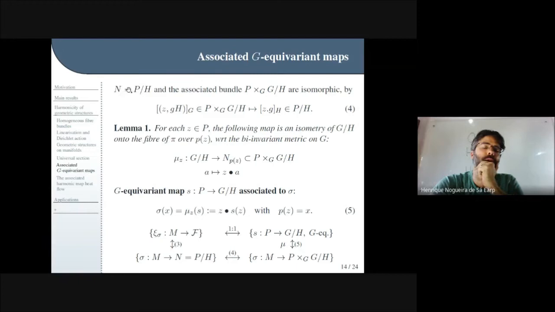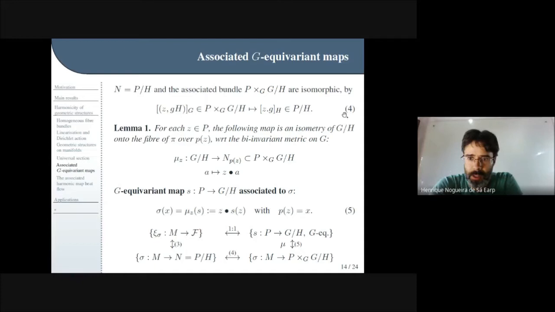Now, let's recall that N can be thought of as this fiber-wise quotient of P. If you want to make it rigorous, this is actually the associated construction of P by G mod H. So it's the bundle with fiber G mod H. And this is the explicit isomorphism, okay? Now, what's really important, and this is a lemma by Chris Wood, is that it turns out that there's a correspondence between elements of G mod H and the fiber of N, which is an isometry. All right, so essentially the fibers are isometric, and this is an isometry.